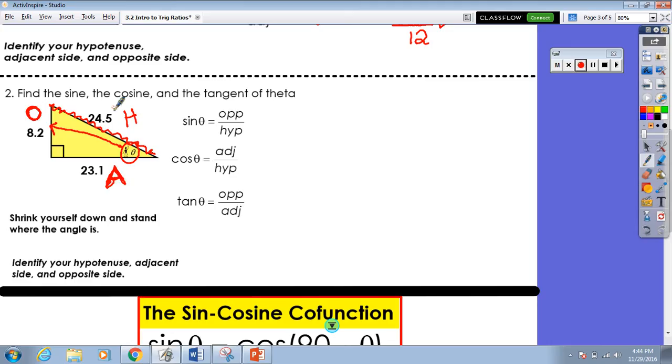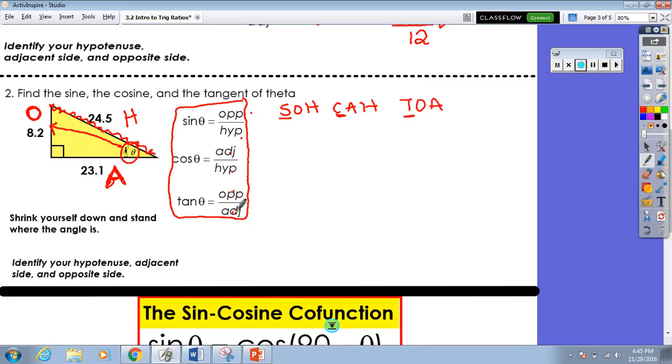Alright, so once we figure out what that is, everything else should be easy because you're just plugging in the numbers where they belong. So remember, the way to remember this part, because this will not be given to you like this on your CDA, is SOH CAH TOA. Okay, so sine is opposite over hypotenuse, cosine is adjacent over hypotenuse, and tangent is opposite over adjacent. Alright, let's set it up.